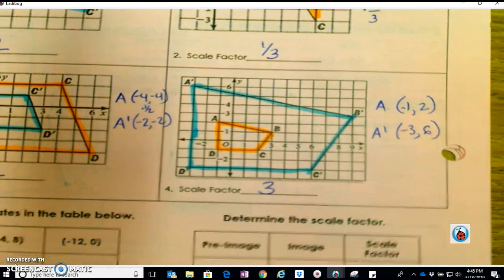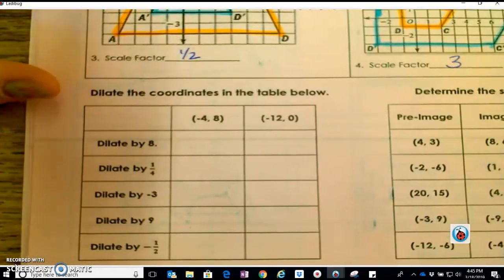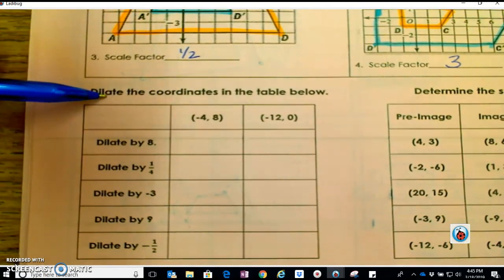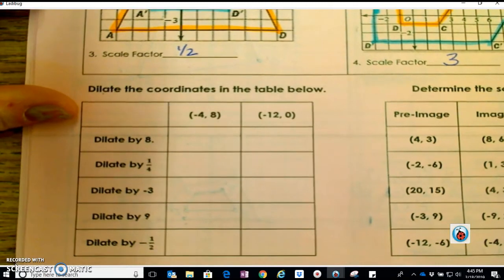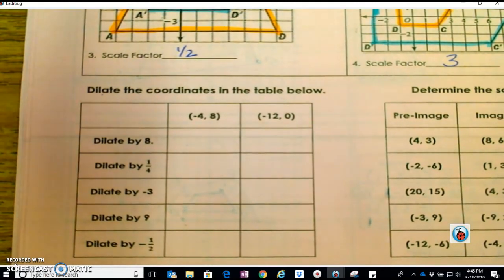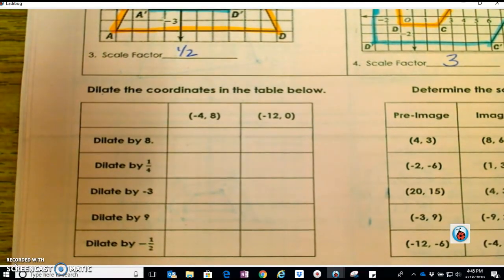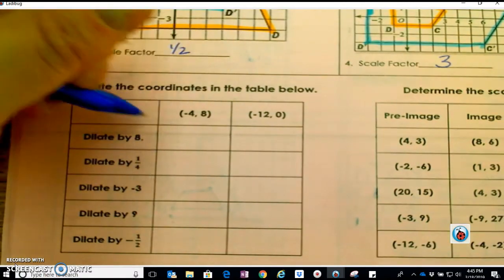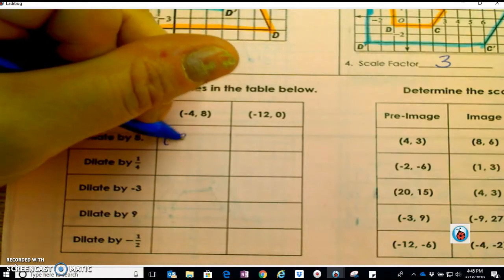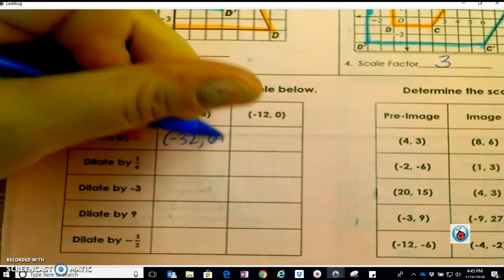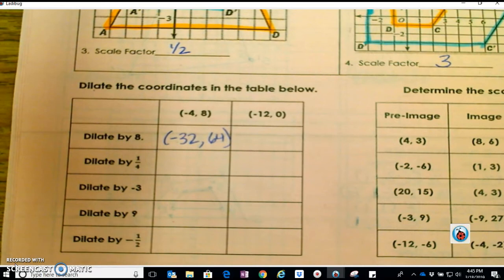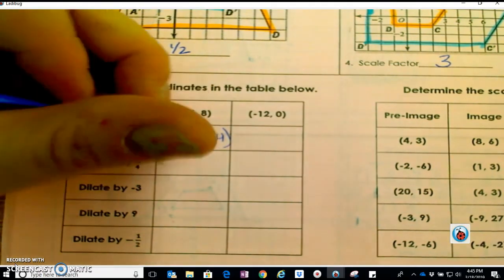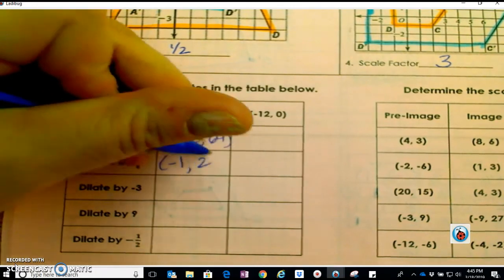Okay. All right, so let's take a look over here. Now, here we're just applying a dilation to the coordinates. And all you really have to do is multiply, but remember you have to multiply the x and the y by the same values. So here, for example, all you're going to do is, okay, -4 times 8 is -32. 8 times 8 is 64. So that would be its new location after you dilate it, if it was part of a figure. All right, if I'm going to dilate it by 1/4, multiply by 1/4, I get -1 and 2.